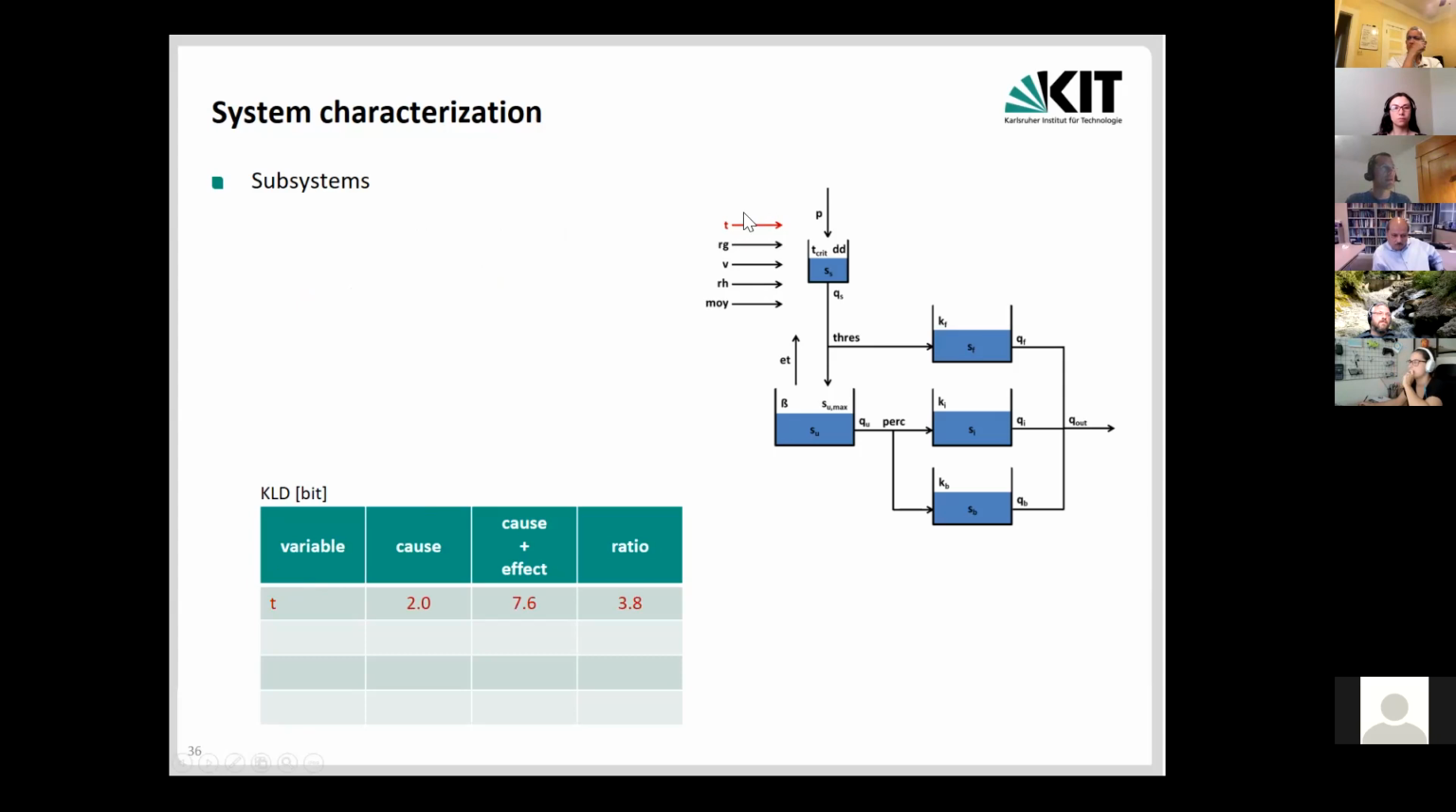So what I did was replace the temperature observations with random, uniformly distributed values. So the information I took away as a cause was exactly 2 bits. And overall, for all variables, the information loss was 7.6 bits.